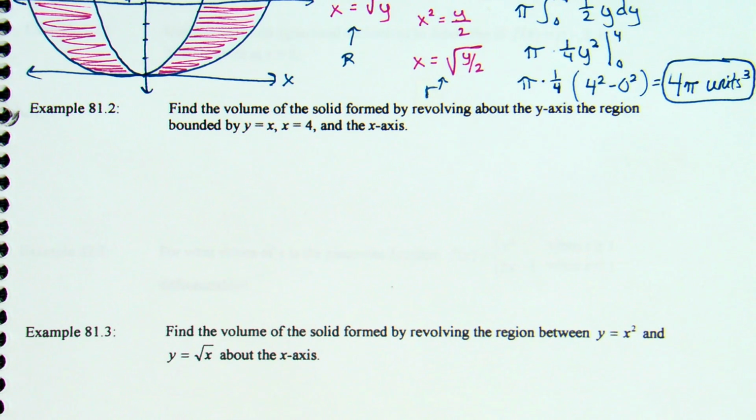Okay, example 2. Find the volume of the solid formed by revolving about the y-axis. We're going to practice y-axis again. The region bounded by y equals x, x equals 4, and the x-axis.